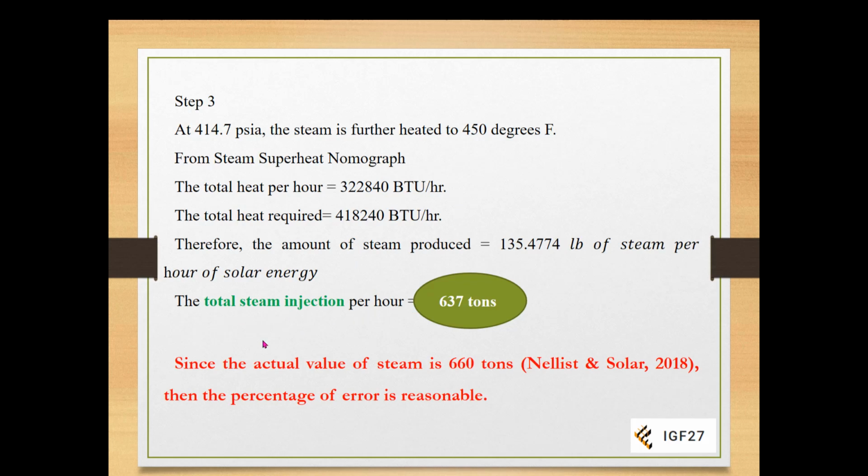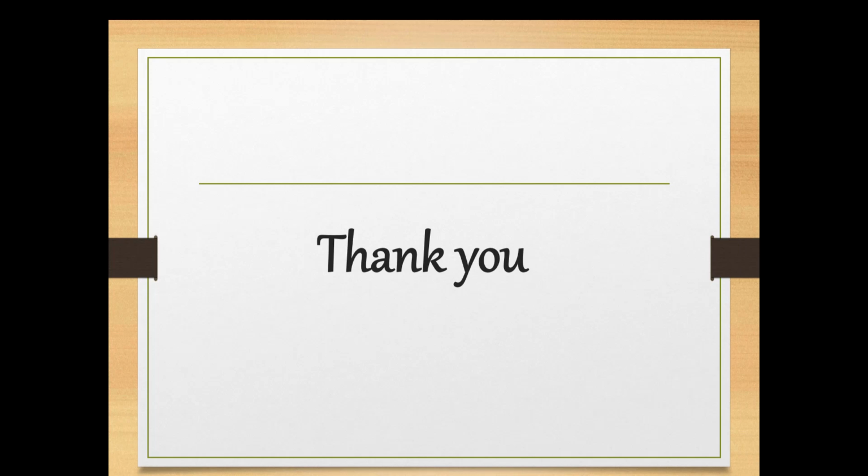After the whole calculation, we found that the total steam injection is about 637 tons, while the total steam injection produced for phase one by the Miraah project is 660 tons. If we compare these two values, we can see that there is a very reasonable percentage of error, which is equal to 3.46%, and this is a very reasonable and acceptable percentage of error. Thank you very much for listening.